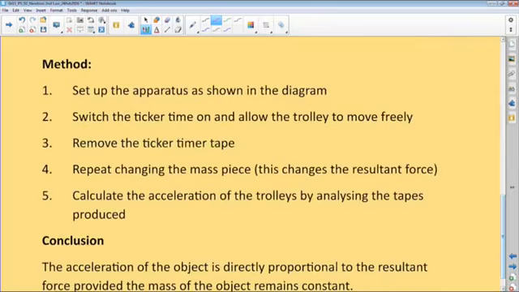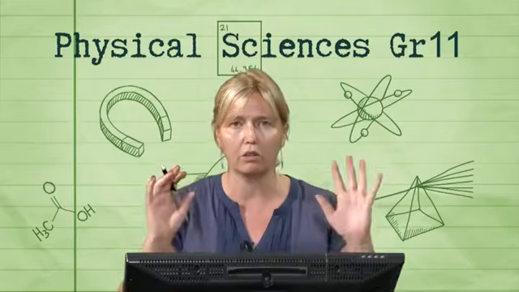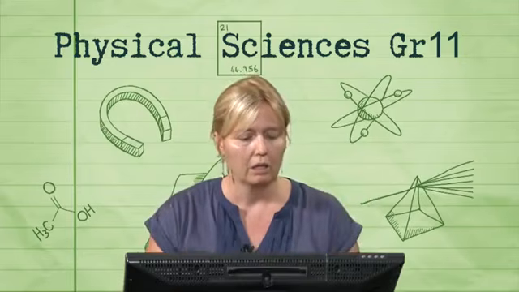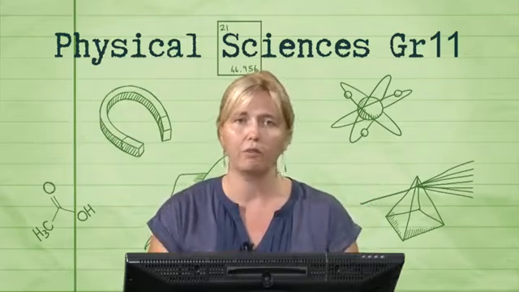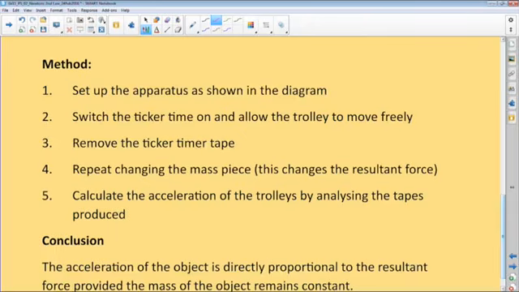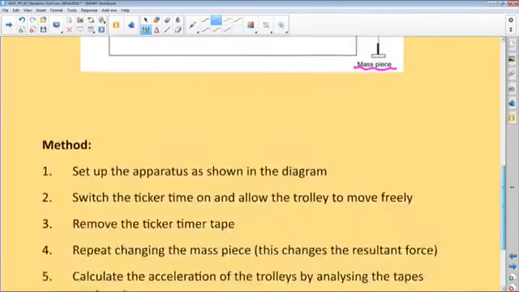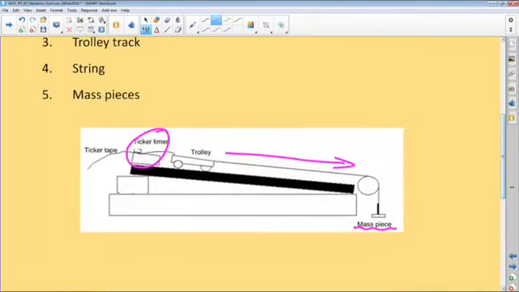Then you switch your ticker timer on and you let your trolley move freely. You just take your hand off the trolley and let it roll down the slope. Okay, so you're not pushing it or anything like that, you just let it go, right? Switch the ticker timer off, take the tape off. Now, you take the trolley back up to the top. Okay, so we're going to take the trolley back up to the top of the slope, and this time we're going to add a mass piece. So the first one, there is no mass piece. You just let it slide down the slope with your ticker tape attached.